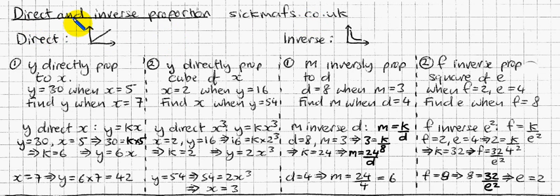This one's about direct and inverse proportion. Proportion just means one thing is linked to the other, but direct and inverse tells you how they're linked. Direct means when one thing gets bigger, the other one also gets bigger. It's like if people's feet get bigger, then their heights also tend to get bigger.